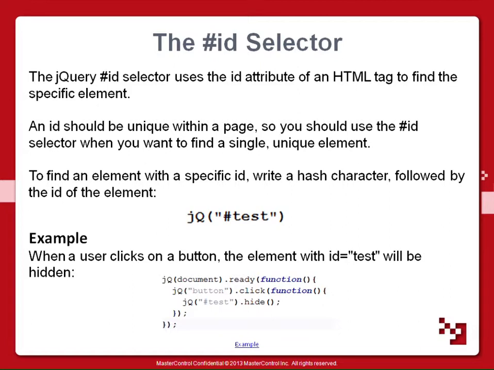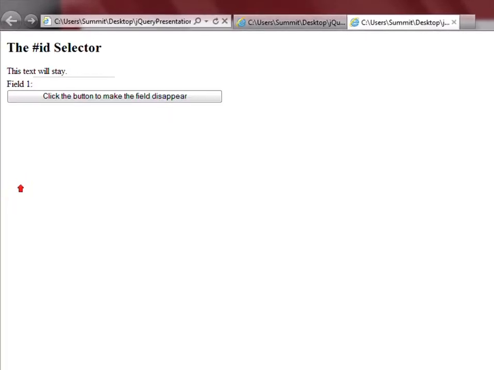Okay? So again, here we have jQuery #test, and that would find the element in our form with a specific ID of test. So our jQuery is actually pretty similar to the previous example. The only difference here is instead of a P, we have #test, which points to a very specific element, and I have an example here, so you can see it in action. Oh boy. Okay, so this text will stay. Field 1. If I click the button, field 1 goes away.